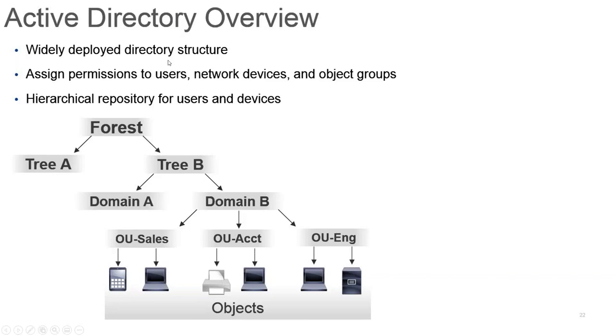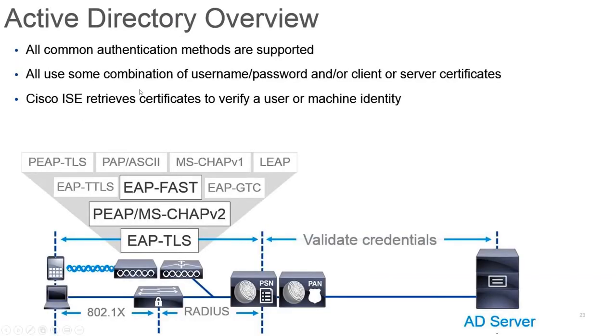Here you can see the important points: it can be used for user, network device, and object groups. It is hierarchical and a widely deployed structure. Most places use AD as an external identity source. All common authentication methods are supported, some combination of username, password, and certificate validity, or certificate authentication as well. Cisco ISE can rewrite the certificate to verify a user's local machine. Certificates are a very important thing. We should understand how certificates work.